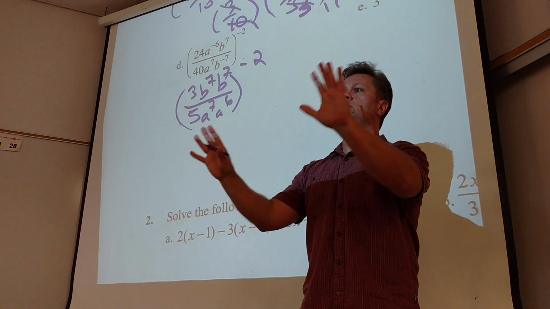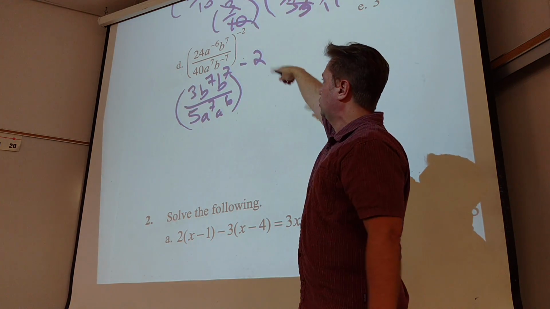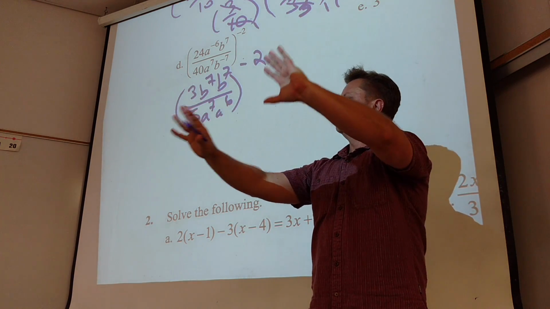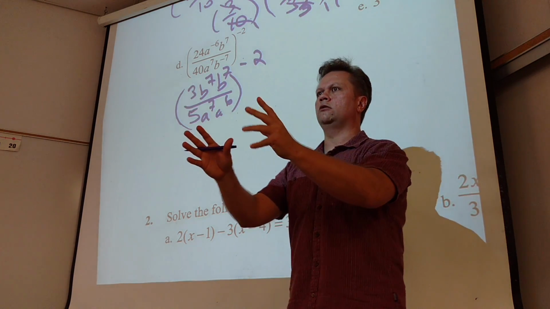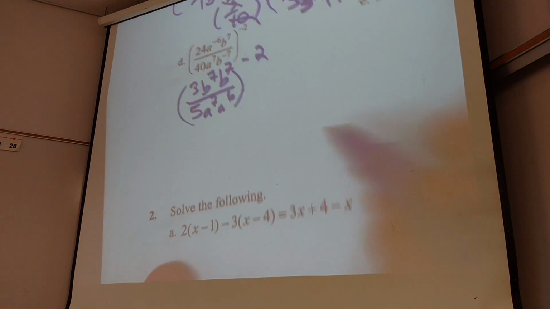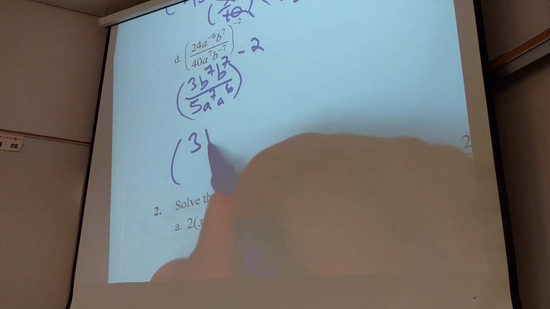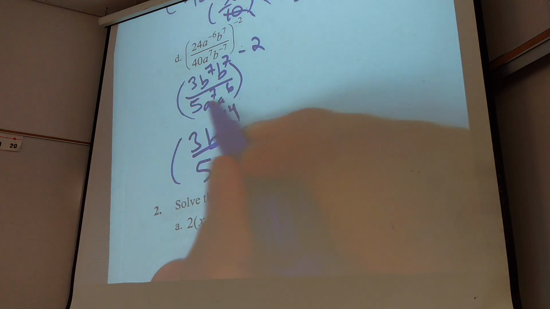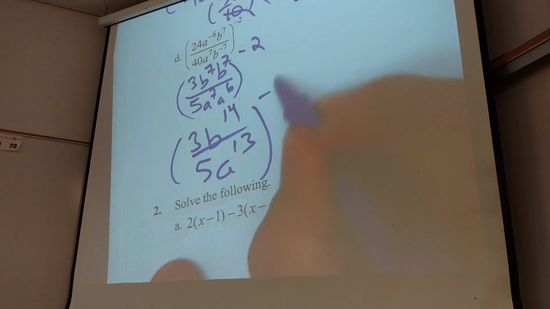And again, this is only one way to do this. If you'd rather not flip them and do like I just did, 7 minus negative 7 is 14, beautiful. No problem with that. Completely legal. I love it. This is just a suggestion. So inside I get 3b to the 14 over 5a to the 13.